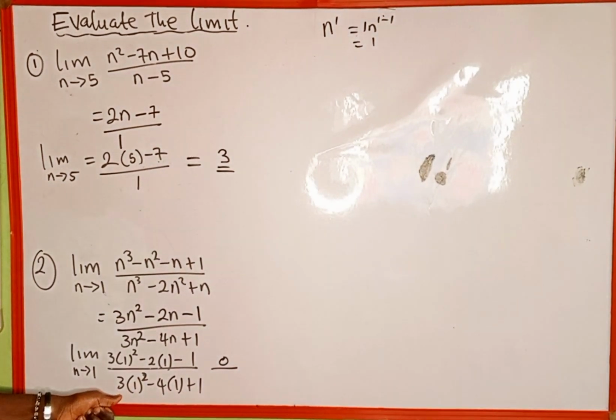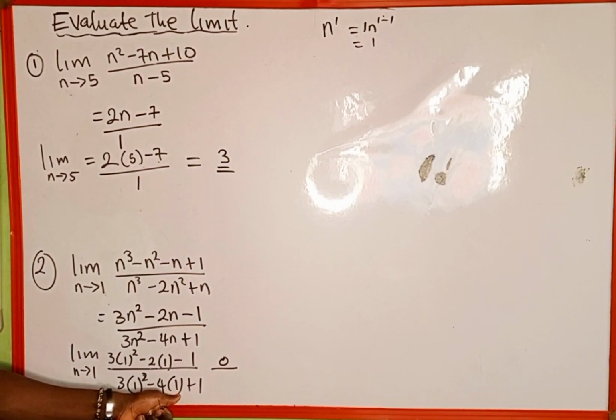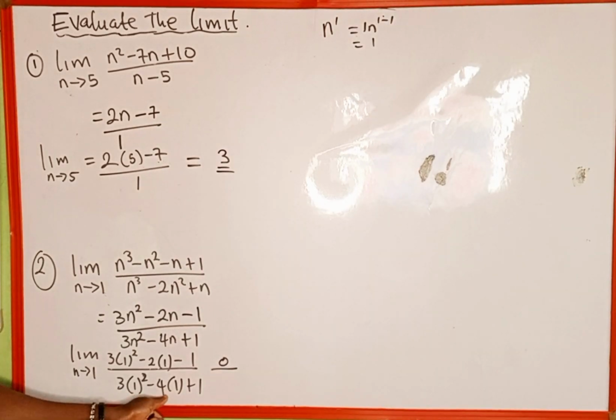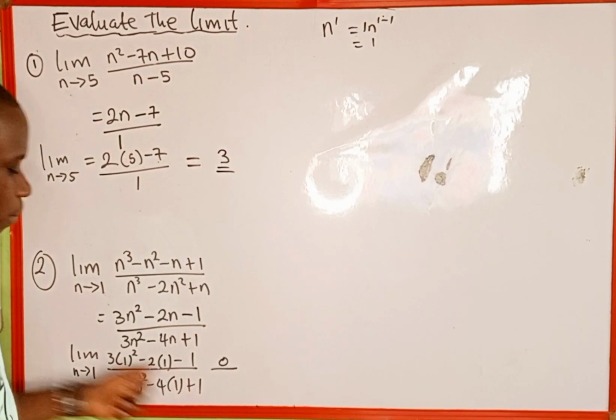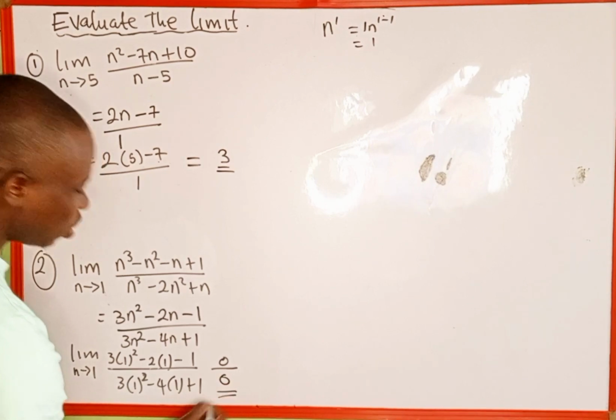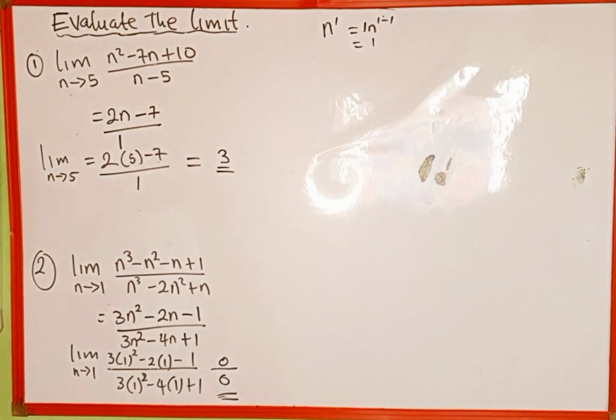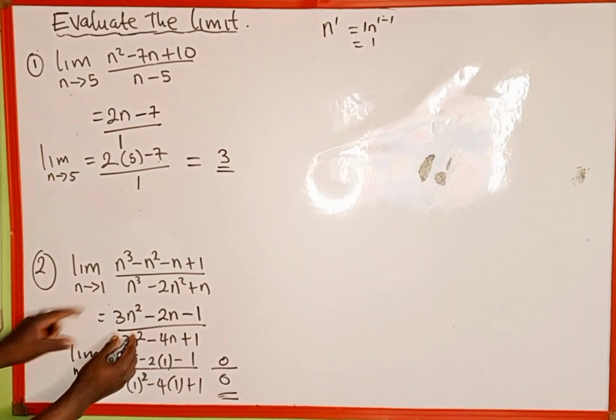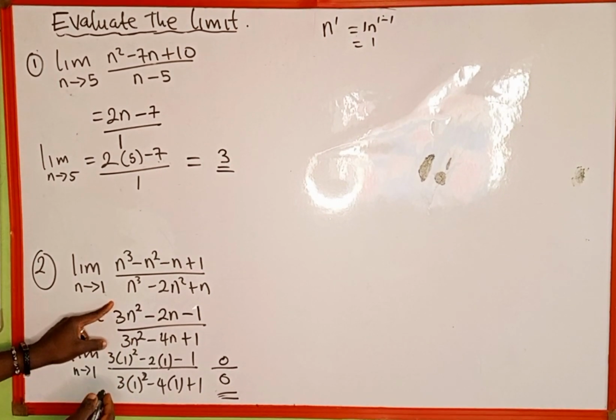1 multiplied by 3 is 3. 4 multiplied by 1 is 4. Then 3 minus 4 is minus 1. Minus 1 plus 1 is going to be 0. This is still undefined. So what are we going to do? This first derivative, we still differentiate again a second time.